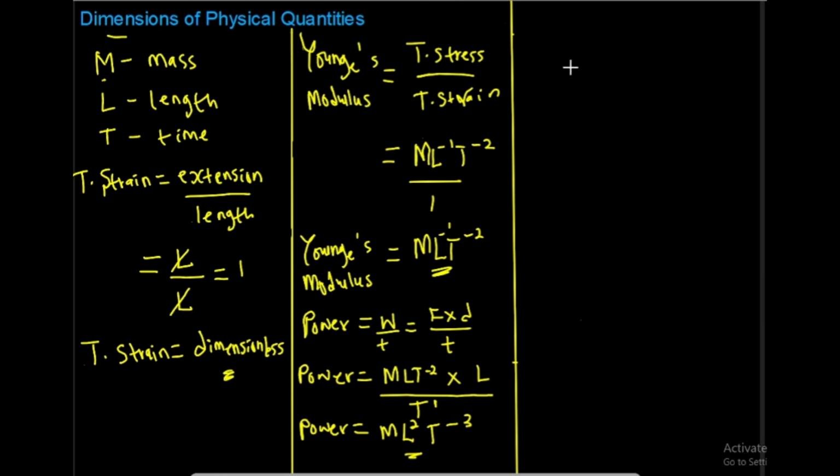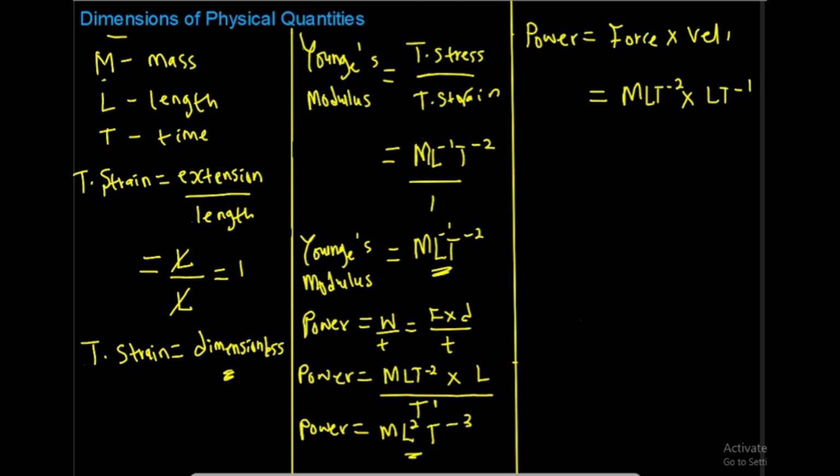Now power is also equal to force times velocity. We can also use this equation to get the dimension for power. So force, we know the dimension to be ML T^-2, times velocity, we know the dimension to be L T^-1.